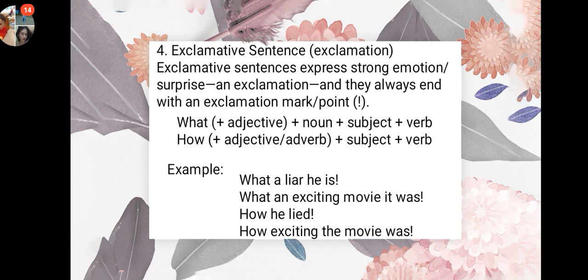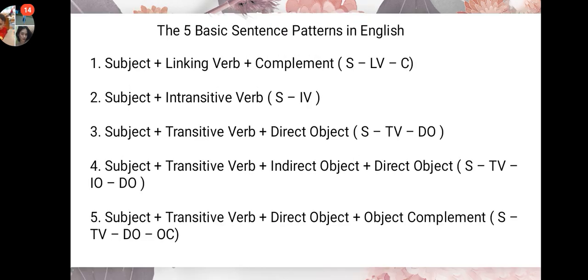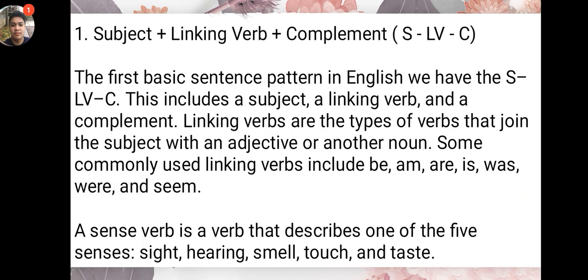So our example was expressing a strong emotion or something that's surprising, and that is an exclamative sentence. So let's proceed to the five basic sentence patterns in English. We have subject plus linking verb plus complement. These include the subject, linking verb, and the complement.